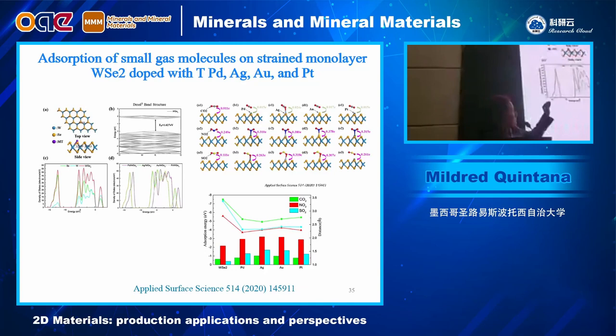And then he also, by computer simulation, did the absorption of CO2, NO2, and SO2 that are contaminant pollutant gases. And he saw that when these materials are doped with these metals, they are very good for sensing NO2. They can work as sensors.